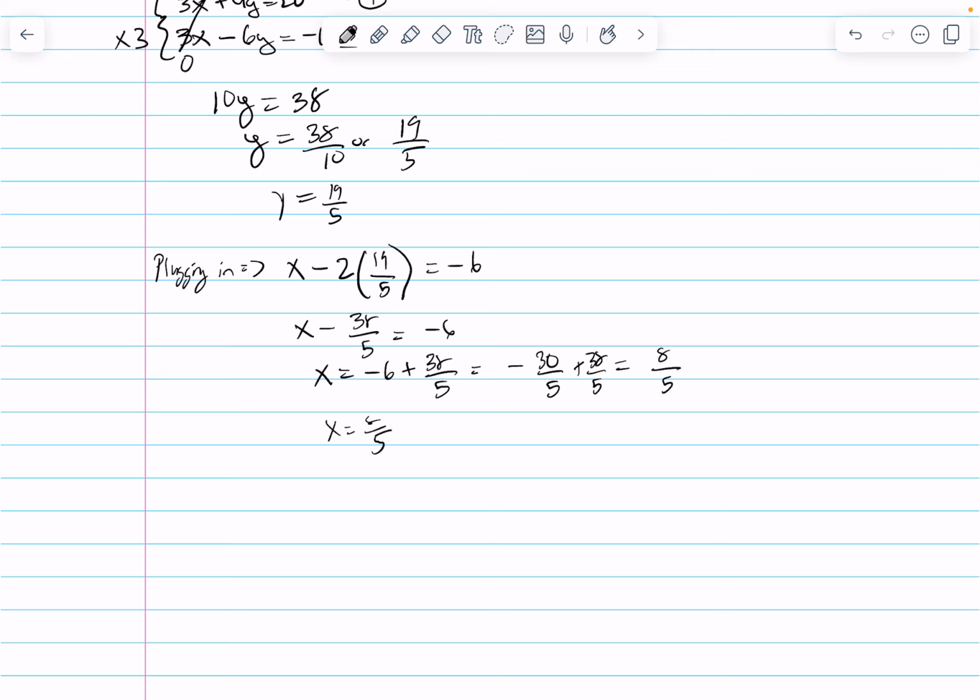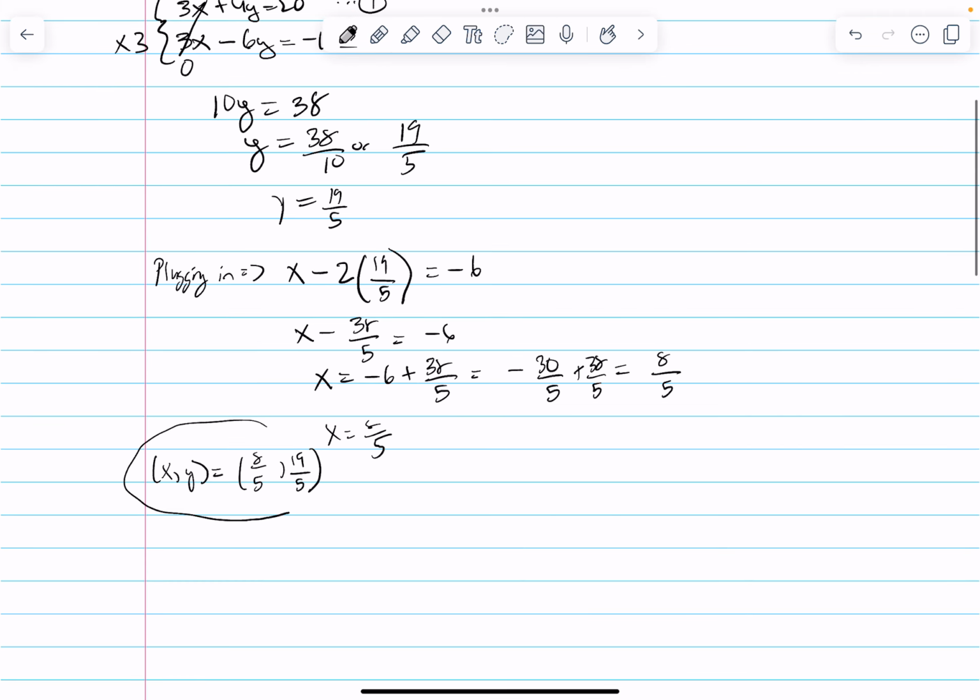And typically when you write the solution, you're doing it as an ordered pair. So (x, y) is equal to (8/5, 19/5). And that is your answer.